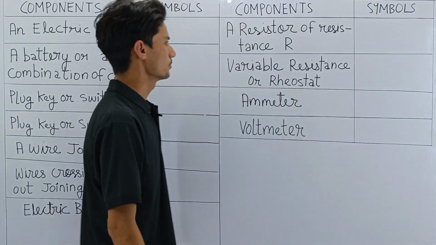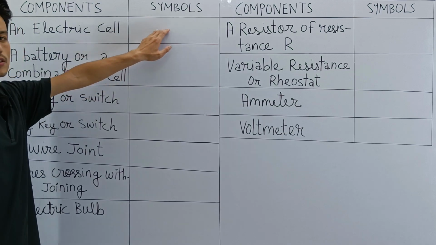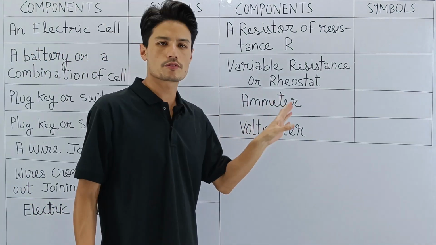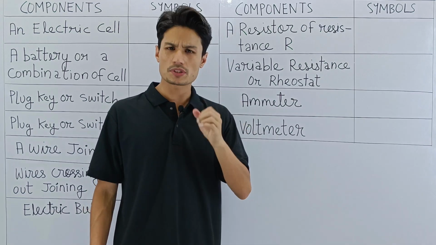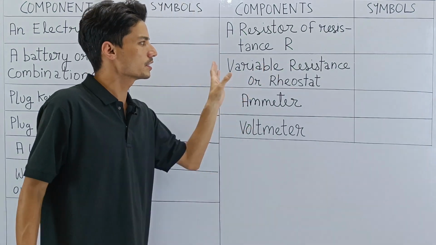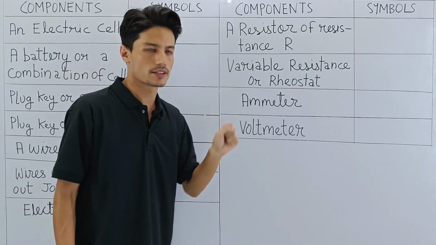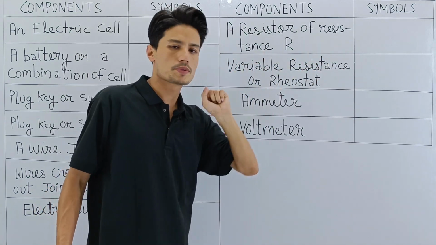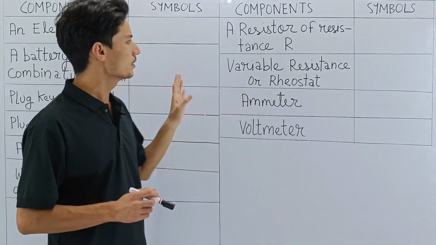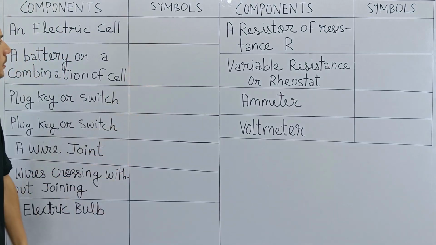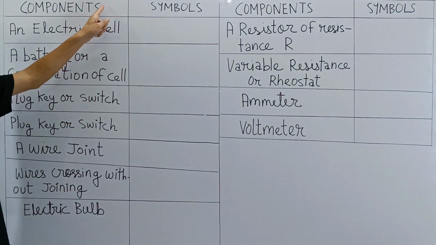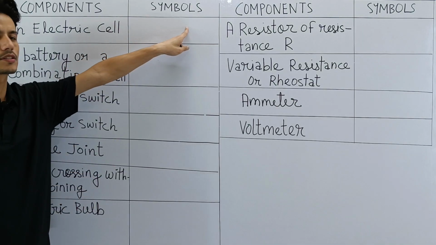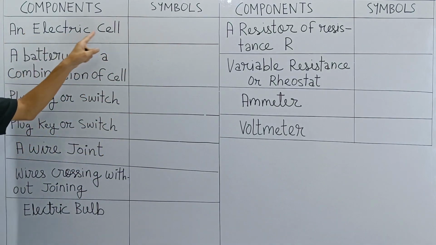Yes, so let's start. This is exactly copied from the textbook. I've drawn it beforehand to save time, because these things take a lot of time to draw, and if I draw live, the lines will not be straight and it will look very messy. The components are all written here on the left side, and we will draw the symbols. We will start with the first one, which is an electric cell.